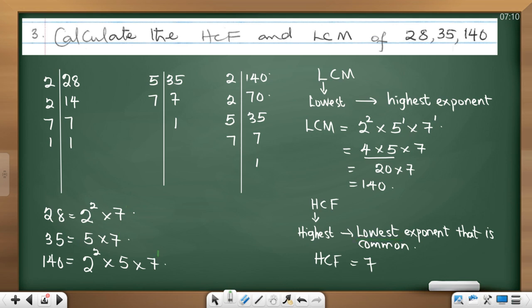So please check. When you are looking for the LCM, lowest, you look for the highest exponent. List all the prime factors, whether it's common or not. Then look for the highest exponent. HCF, a bit of a difference. Find what is common first, across. 7 is common across. Then I look for the lowest. It's the 7 with the lowest exponent. It's all 1, 1, 1. And that's it. Done.